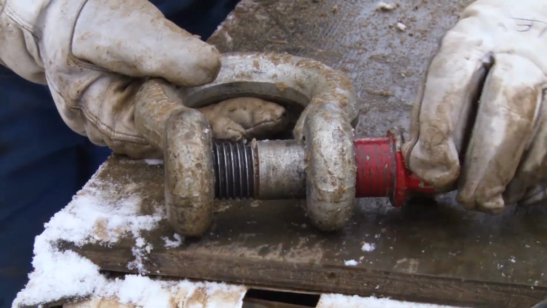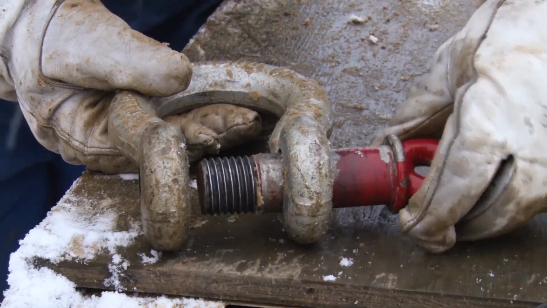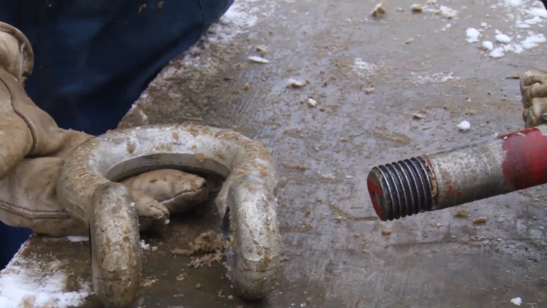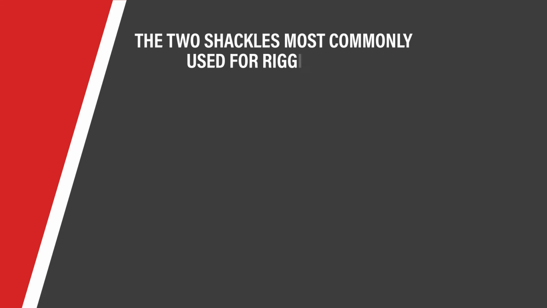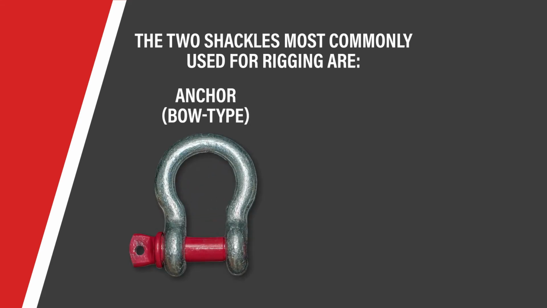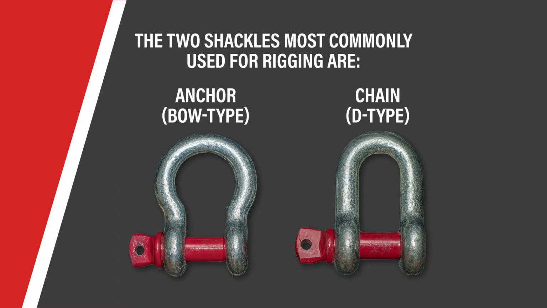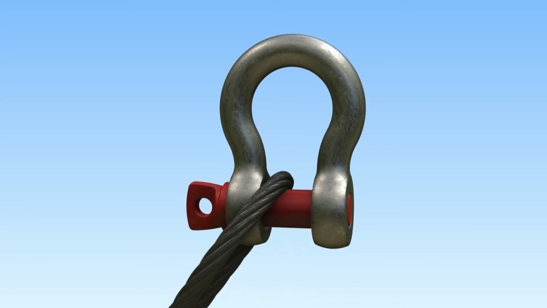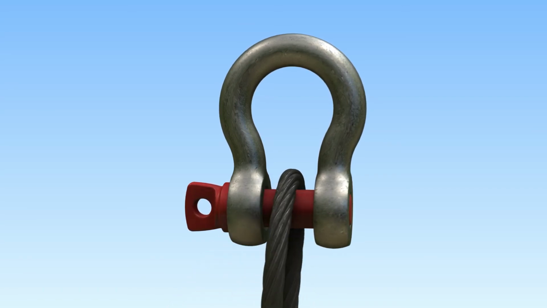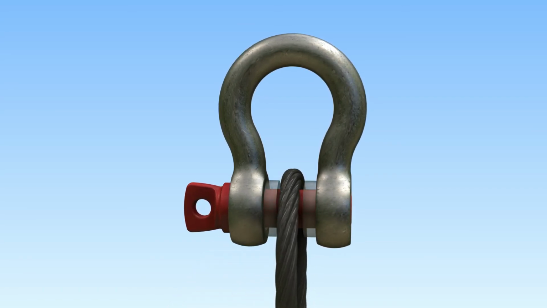Shackles. Shackles are often used when hooking 2 cables or slings together. Shackles must be industry and CSA approved. The 2 shackles most commonly used for rigging are anchor or bow-type shackles and chain or D-type shackles. Both types are sized by the diameter of steel in the bow section and are available with round and screw pins. When using shackles, never allow them to be pulled at an angle. Use suitable spacers to center your load on the pin.